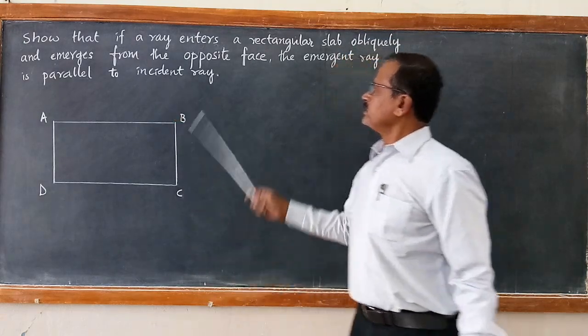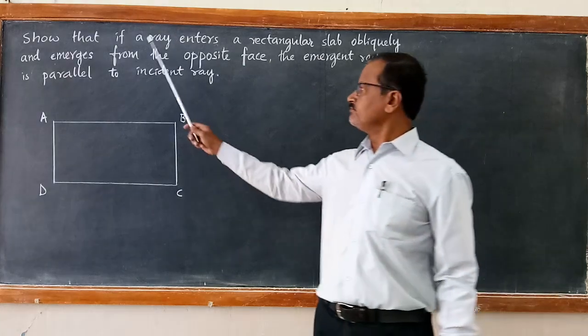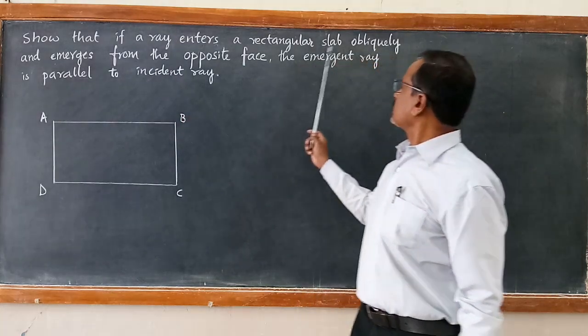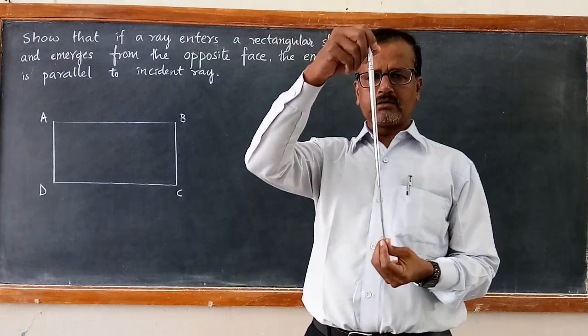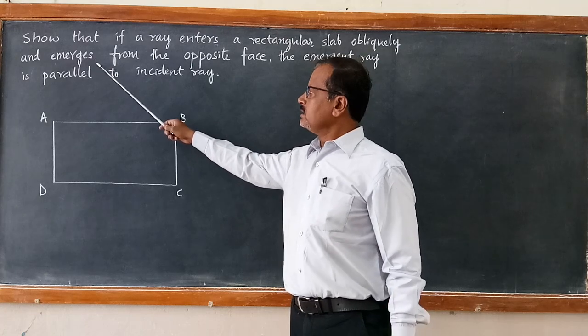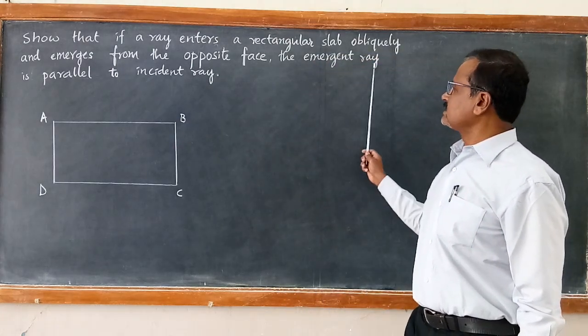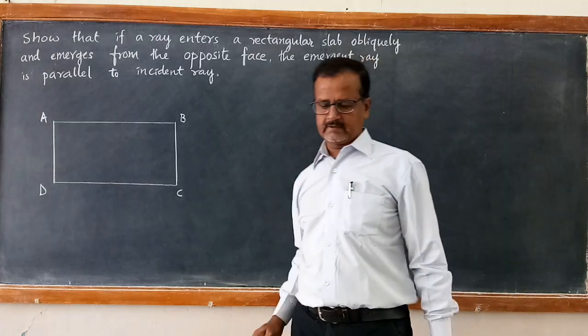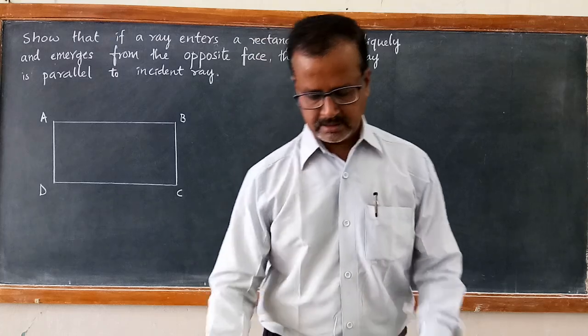Show that if a ray enters a rectangular glass slab obliquely, means not along the normal, with a certain angle with the normal, and emerges from the opposite face, the emergent ray is parallel to the incident ray. What is the meaning of this? Let us draw the diagram, then you will understand.